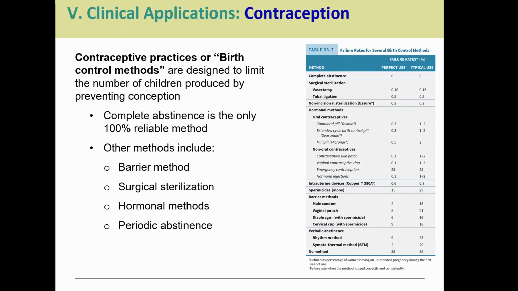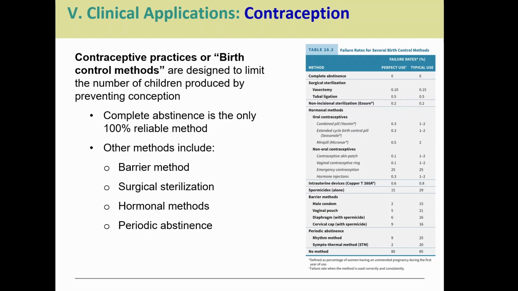Emergency contraception, which is going to be things like Plan B, has about a 25% failure rate. Because this is what you're taking after you've already had unprotected sex, or after your other method has noticeably failed, like for example, if a condom broke. So it's not perfect, but it has a 75% chance of helping you prevent pregnancy.